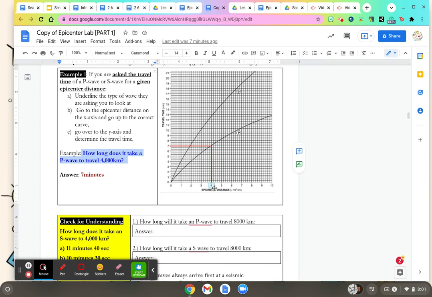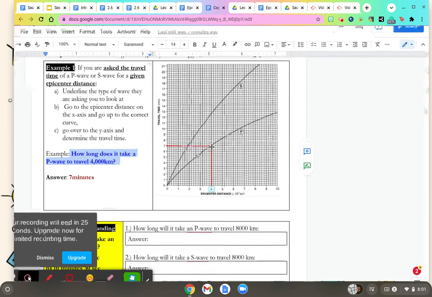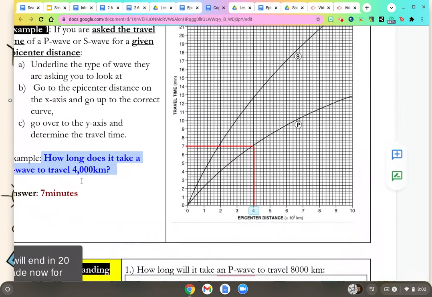So it looks like they went to 4. Since it's a P wave, I'm going to go to the P wave line. I'm going to go up and then I'm going to go across. And the answer would be 7 minutes.